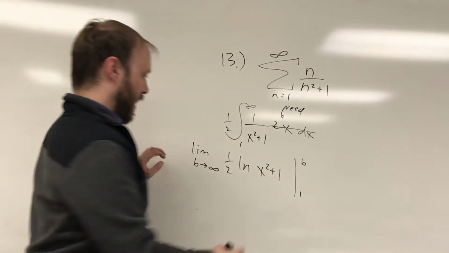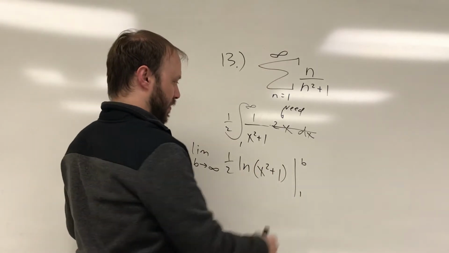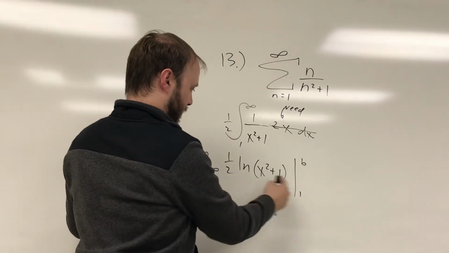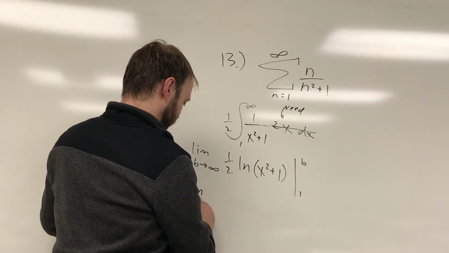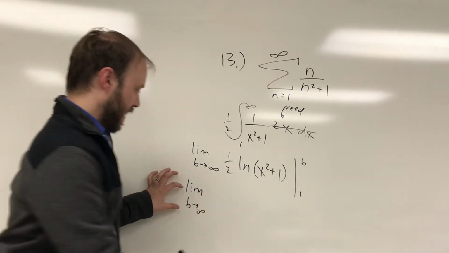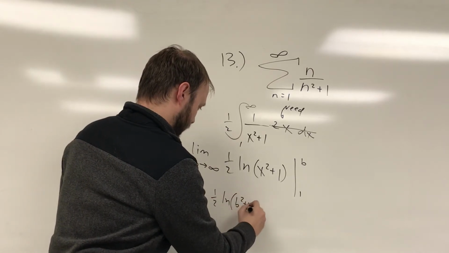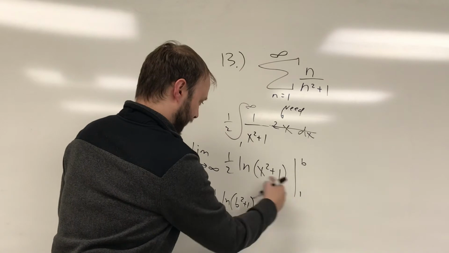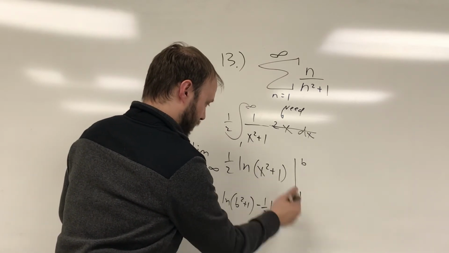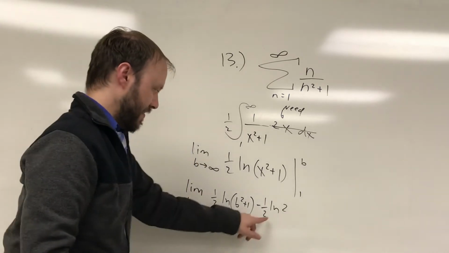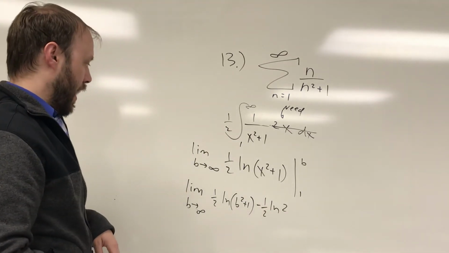So we can substitute in here according to the fundamental theorem. We're going to sub in b, we're going to sub in 1, and we're going to subtract the two. It's still going to be a limit as b approaches infinity. So that'd be 1/2 ln of b squared plus 1. Then we'd be subtracting 1/2 of ln of 1 squared, which is 1, plus 1 is 2. That's a value, so we don't really have to worry about that too much.